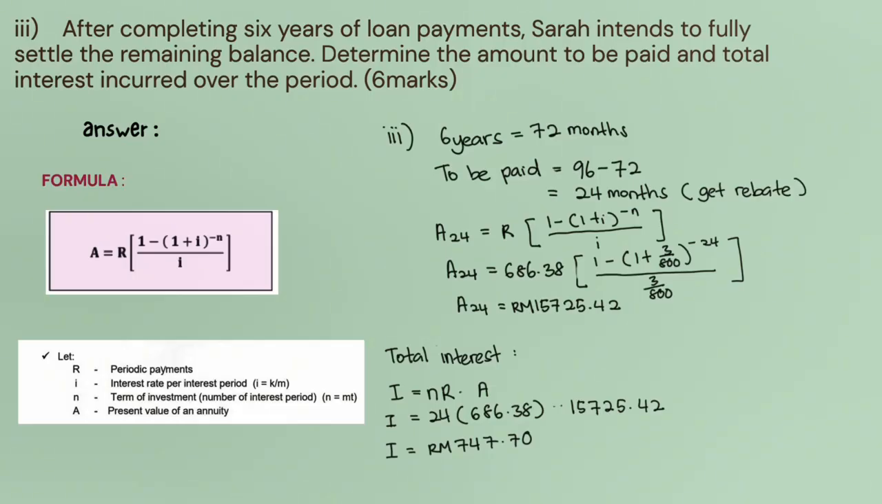A24 equals 686.68 times 1 minus (1 plus 3 over 800)^minus 24 over 3 over 800. So the total of A24 is 50,725 ringgit 42 cents. After that, we calculate the total interest.